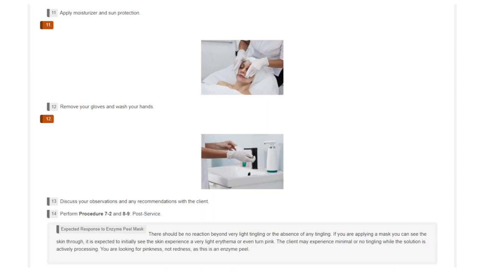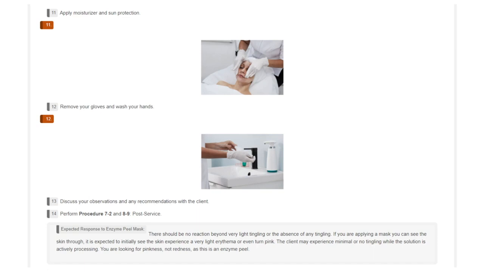11. Apply moisturizer and sun protection. 12. Remove your gloves and wash your hands. 13. Discuss your observations and any recommendations with the client. 14. Perform procedure 7-2 and 8-9, post-service.